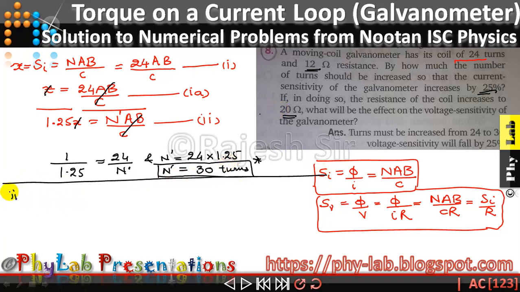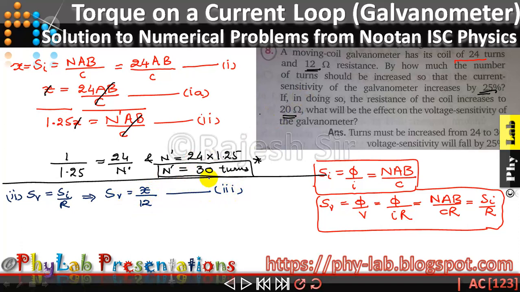So initially, let's say that the voltage sensitivity SV was equal to SI upon R. What is the initial current sensitivity? We have assumed it to be X, so the initial voltage sensitivity will be X upon, and what is the initial resistance? That is 12 ohm. This is my equation number 3 now.